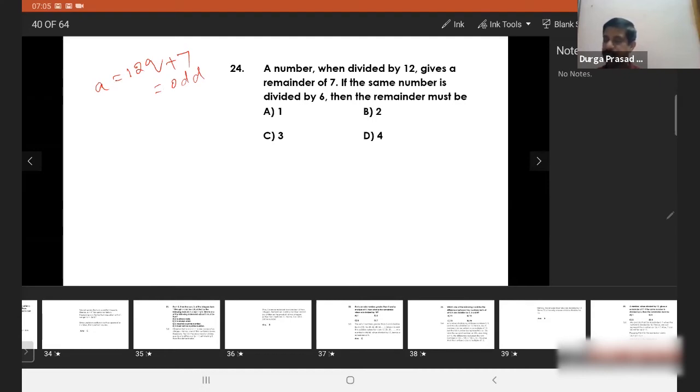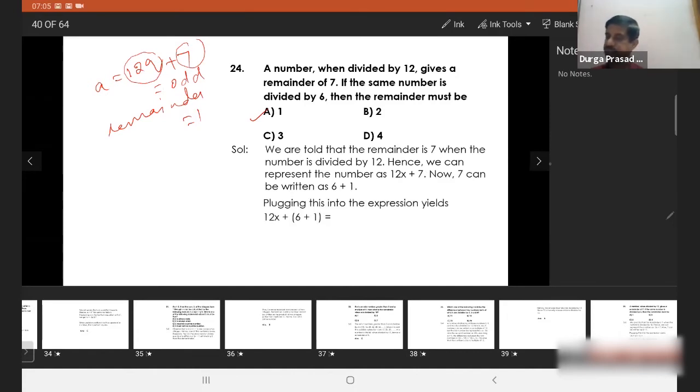Now, 12 is anyway divisible by 6. 7, if you divide by 6, you'll get remainder 1. So the answer is 1. Please note it fast. Quick.